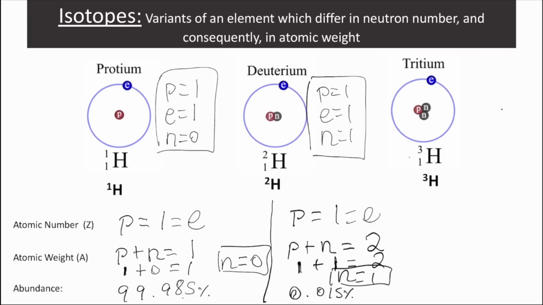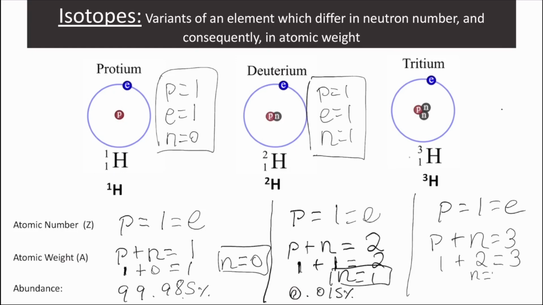Okay, for tritium, the atomic number is still 1, and this is the number of electrons. The atomic weight is proton plus neutron, and this is equal to 3. Proton is 1, so number of neutrons has to be 2. And the abundance for this is less than 0.001%. Okay, so what makes tritium what it is: having one proton, one electron to keep neutrality, and 2 neutrons.